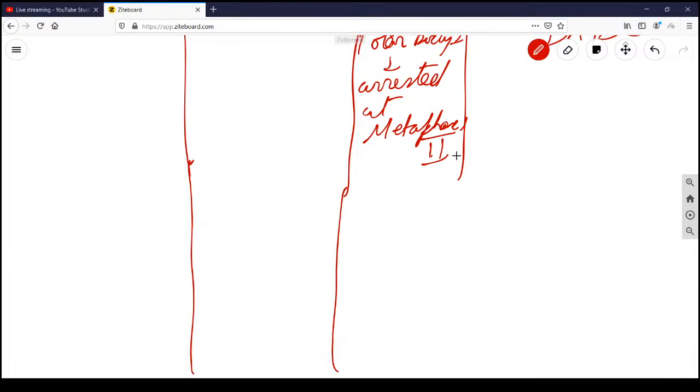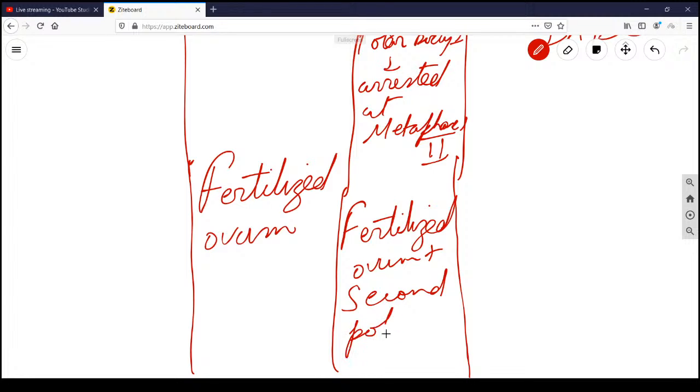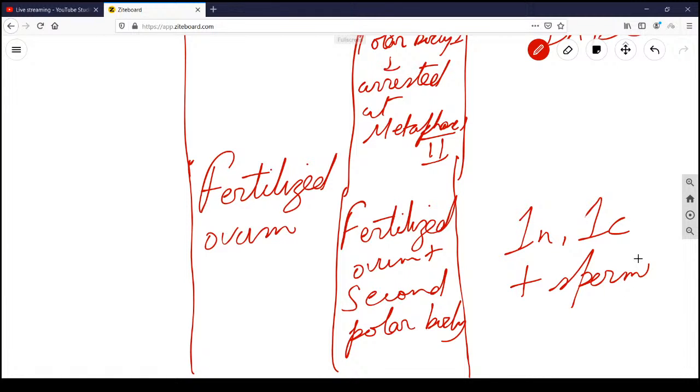Next, if fertilization does happen, meaning the sperm does get in, that is the fertilized ovum. In this case the fertilized ovum would break the meiotic arrest at metaphase 2 and the second polar body will be produced. So the arrest would be broken, and this will be a fertilized ovum and second polar body. It will be 1n1c, plus the sperm, which is also 1n1c. In the end, the zygote will become 2n2c. So fertilization does take place.